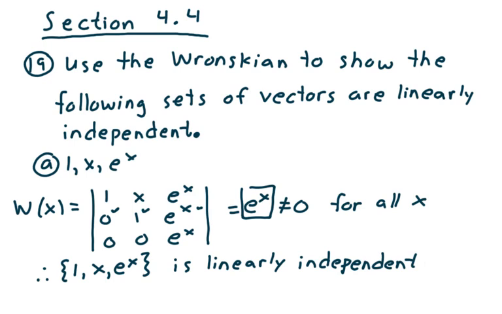To get the third row, we take the derivative of each of the entries in the second row. And so we're going to get 0, 0, e to the x, right? And when we take that determinant, we get e to the x, which doesn't equal 0 for all x. And so what that tells me is the set containing the vectors 1, x, and e to the x is linearly independent.